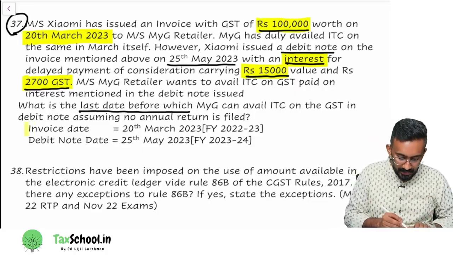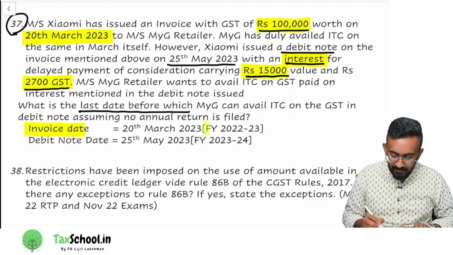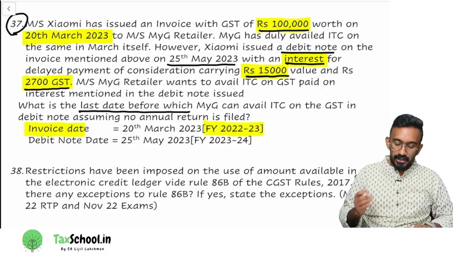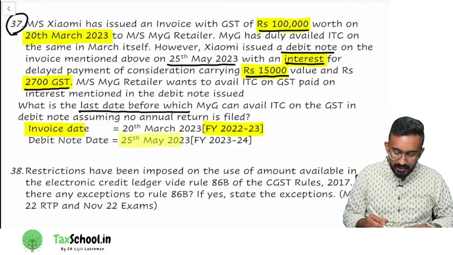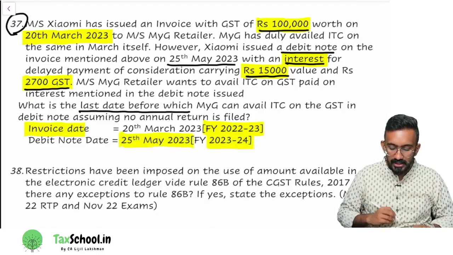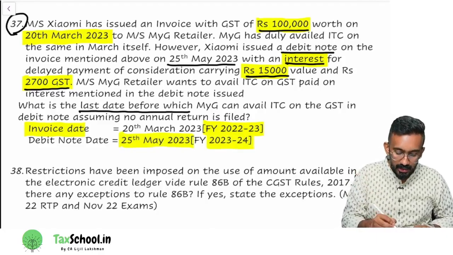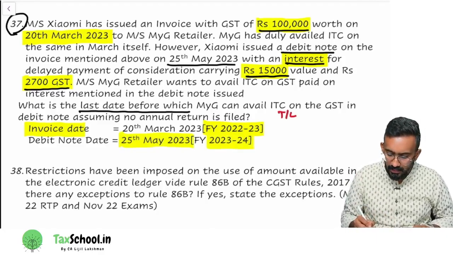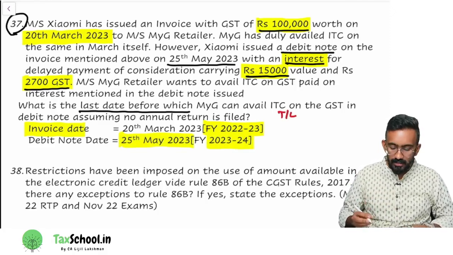So the invoice date was 20th of March 2023, which belongs to which financial year? 22-23. The debit note date is 25th of May, which belongs to which financial year? 23-24. What will be the time limit, assuming the annual return is filed after 30th of November? What will be the time limit?